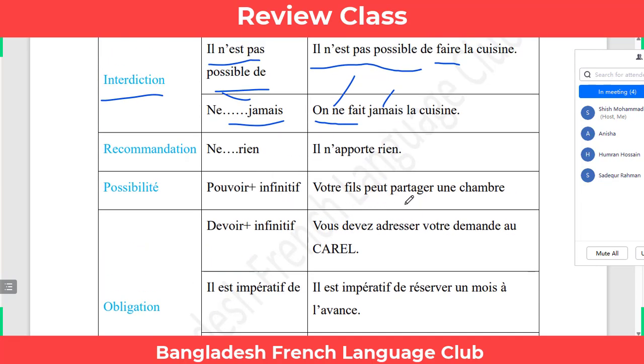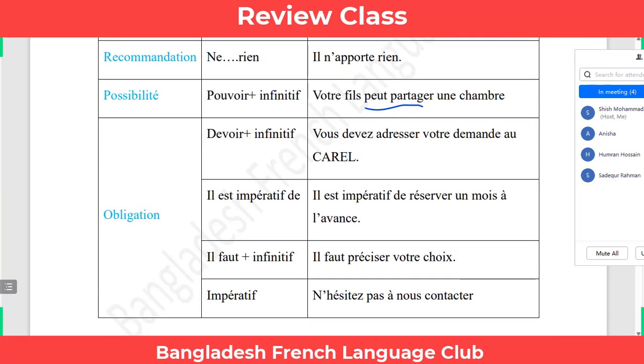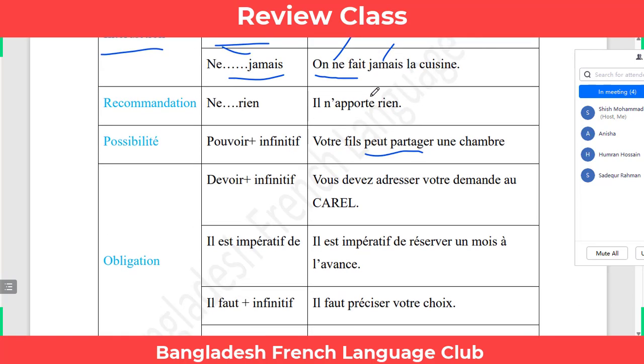Votre fille peut partager une chambre. So this is the possibility, right? Can share une chambre. So possibility is expressed with the conjugation of the verb pouvoir in French. Or the may, as we never see any, the may in French, also comes from this verb. This pouvoir can be translated as can, could, may or might.